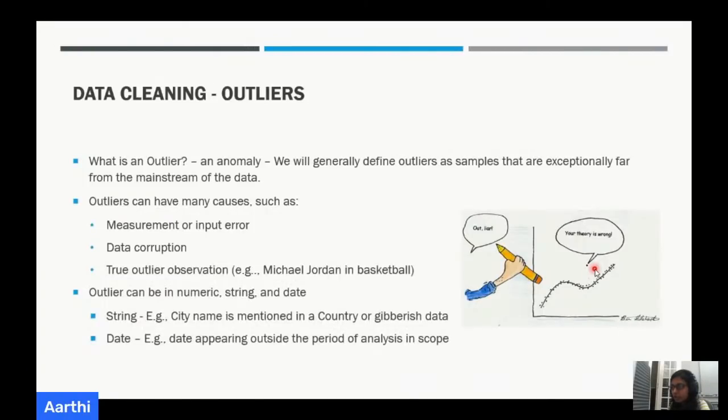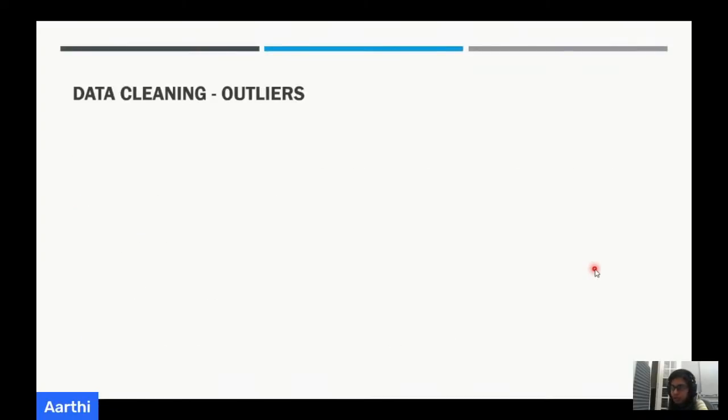Outliers can be numeric, string, or date. Let us look at examples for string and date, and for numeric we will do a hands-on. A string outlier is, for example, a city name mentioned where a country should be, or some gibberish data that shouldn't even be there. For a date, say you're only looking at the last 3 years of data, but something has the date 1990, then that's an outlier. Sometimes outliers could also be because of missing values or data quality issues. So you need to keep that in mind.